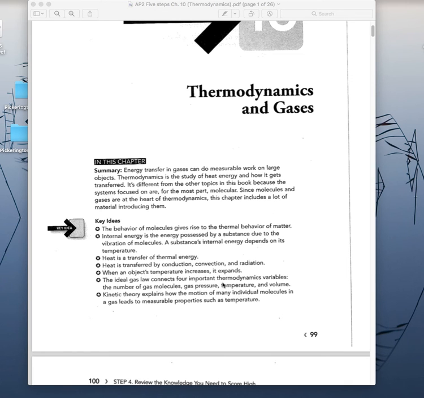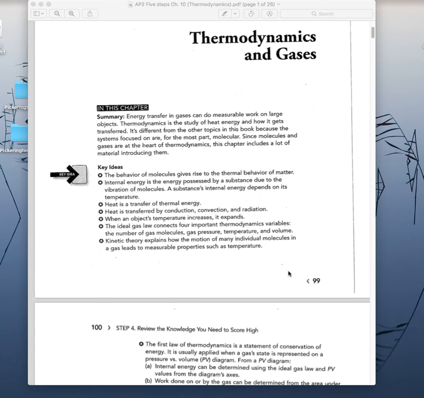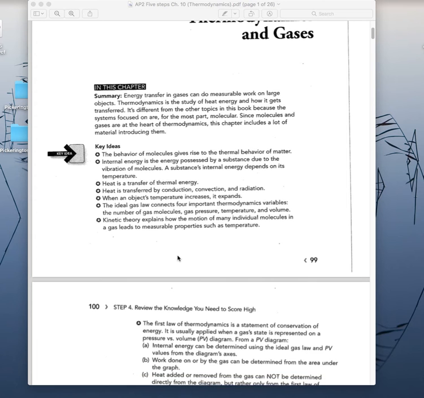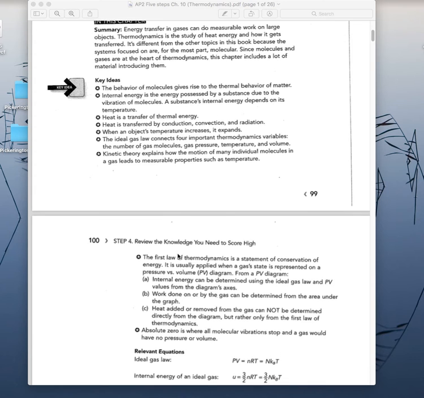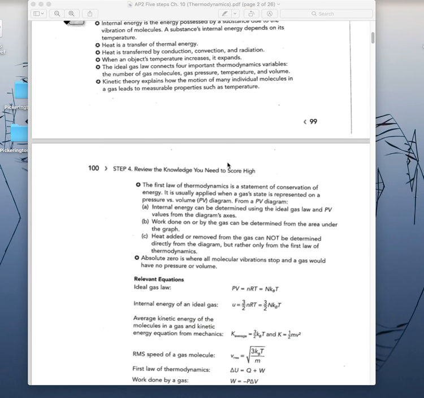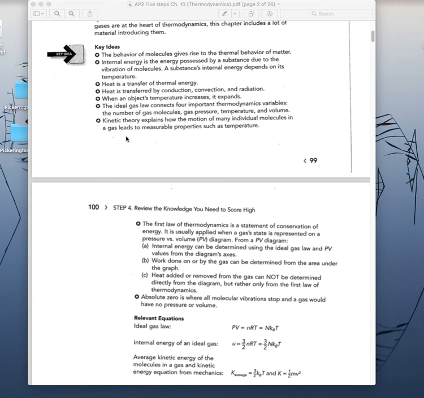Ideal gas law connects a bunch of variables: gas molecules, pressure, temperature, and volume. That's the formula PV equals nRT. Kinetic theory explains how individual molecular motion can lead to properties on a larger scale. Temperature is an example of those. We also need to make sure we talk about the thermodynamic processes, such as adiabatic, isovolumetric, isobaric, isothermal.